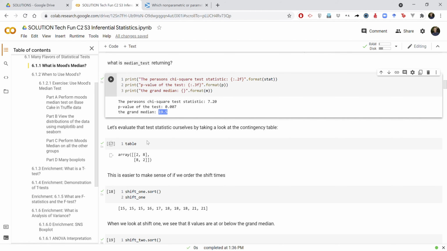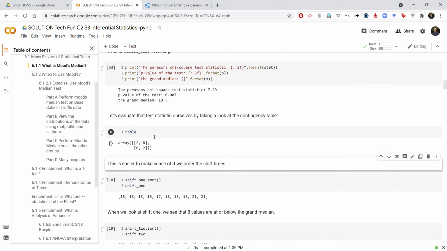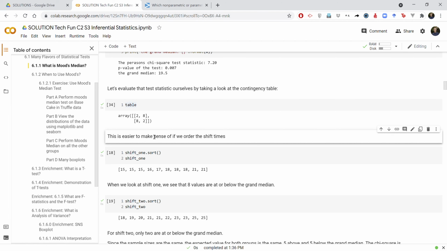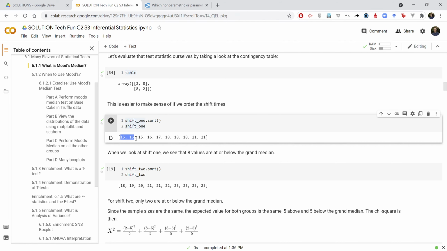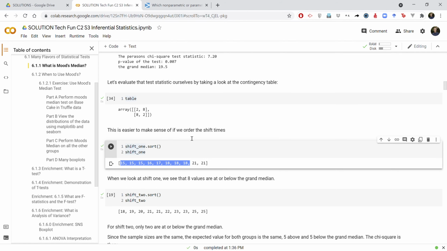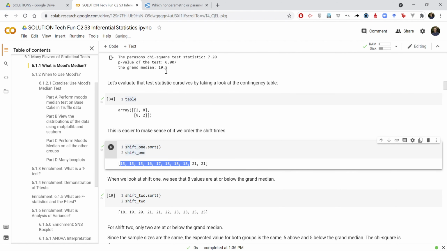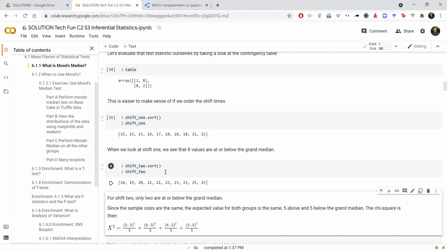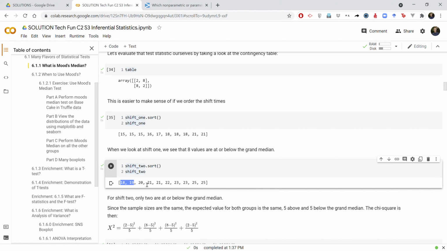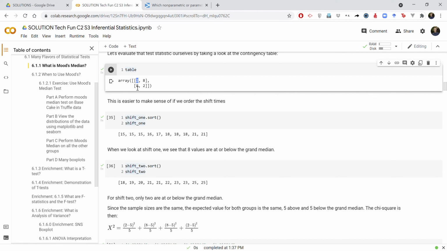All right, let's talk about this a little bit more. We also returned the contingency table. Let's talk about what that is. If I sort shift 1 myself, this will make a little more sense. Now I'm sorted from lowest to highest, and we see that 8 of the values are below 19.5 and 2 of the values are above. If we look at shift 2 and sort it, we see that 2 of the values are below 19.5 and 8 are above. And this is reflected in our contingency table. Shift 1 has 2 above and 8 below. Shift 2 has 8 above and 2 below.